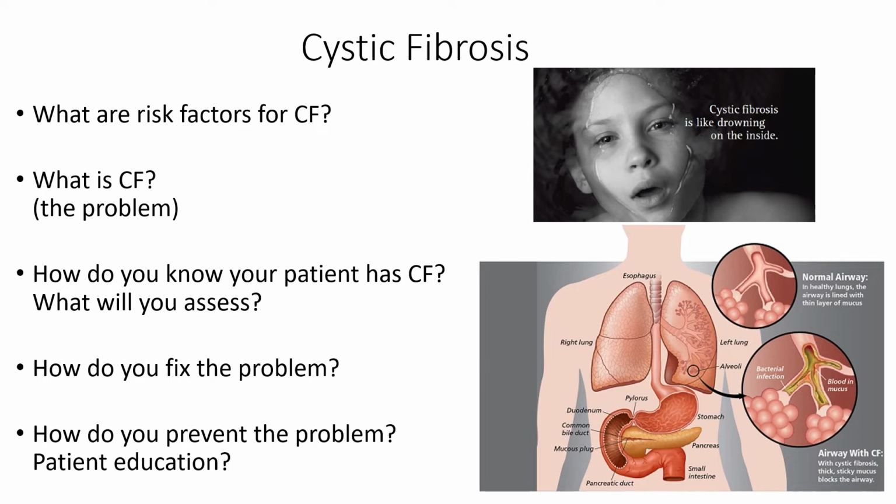How do we fix this problem? We're going to give mucolytics, so Mucomyst, to thin the secretions. We're going to give anti-inflammatories like ibuprofen. We're going to give antibiotics for chronic pulmonary infections. We're going to give fat-soluble vitamins like A, D, E, and K because we just said that they have fatty stools since the body is unable to absorb those. So we need to give them in pill form.